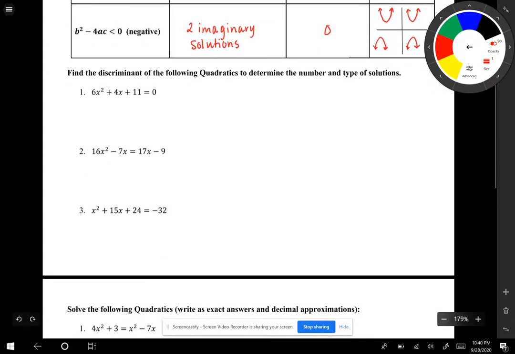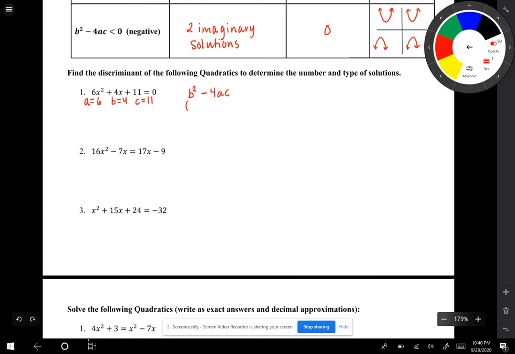All right, let's find the discriminant in each of the following 3 problems to determine the number and type of solutions. We can't use the discriminant unless the equation is in standard form. The first one is, and automatically you know it is because the right side is equal to 0. So once you know that the right side is equal to 0, identify a, b, and c. You need all 3 of them. And then use the formula for the discriminant, b squared minus 4ac.